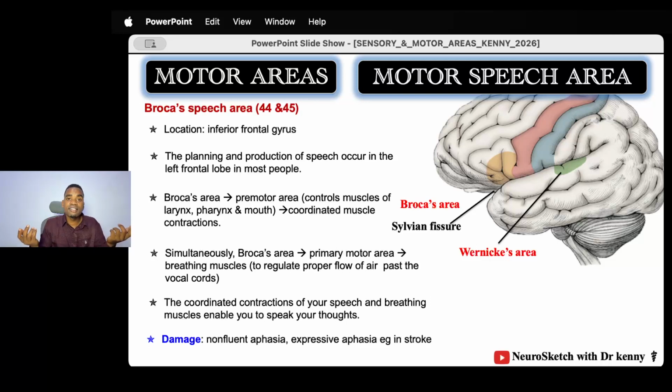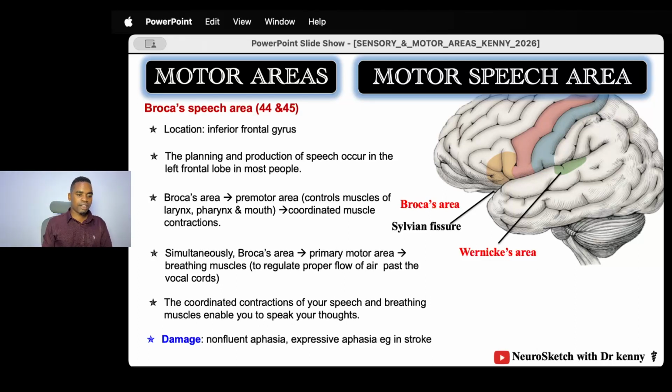The process of speaking involves both the speech areas and also these muscles: the muscles of the larynx that vibrate the vocal folds, and the muscles of the tongue that move the tongue in different directions to produce different sounds. This is the coordinated contraction of your speech, and the breathing muscles enable you to speak your thoughts.